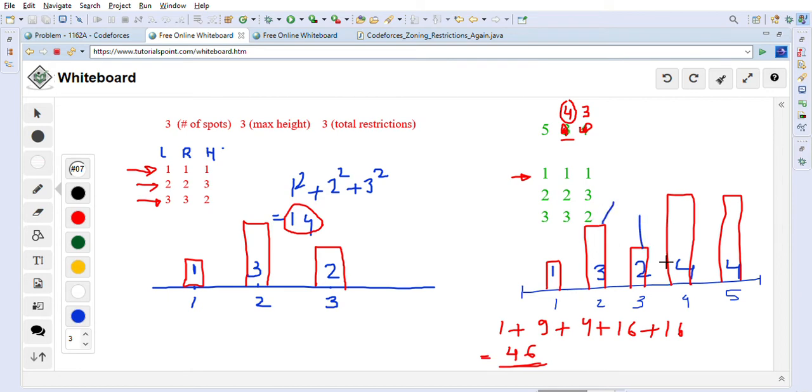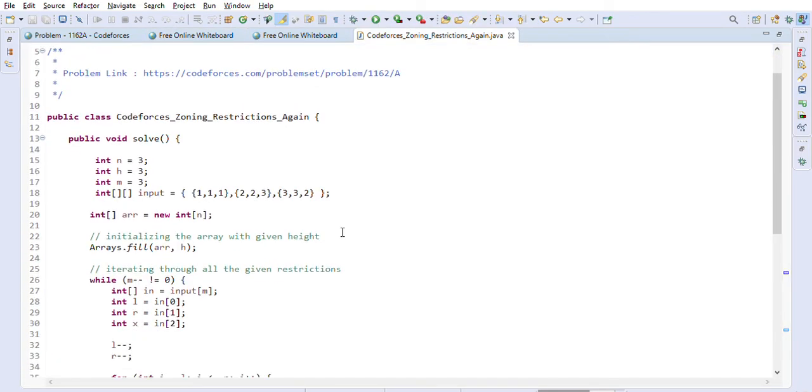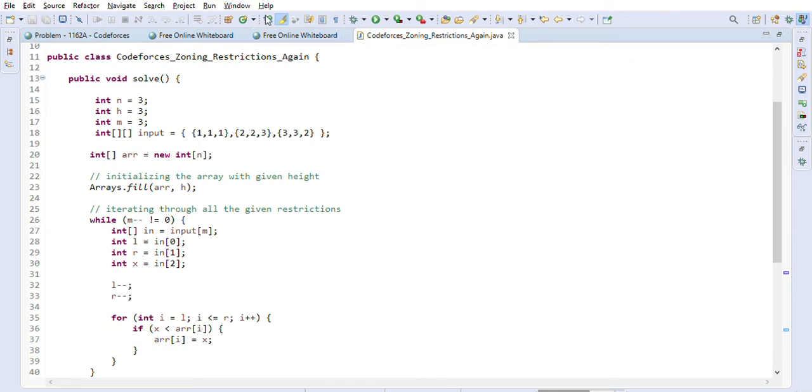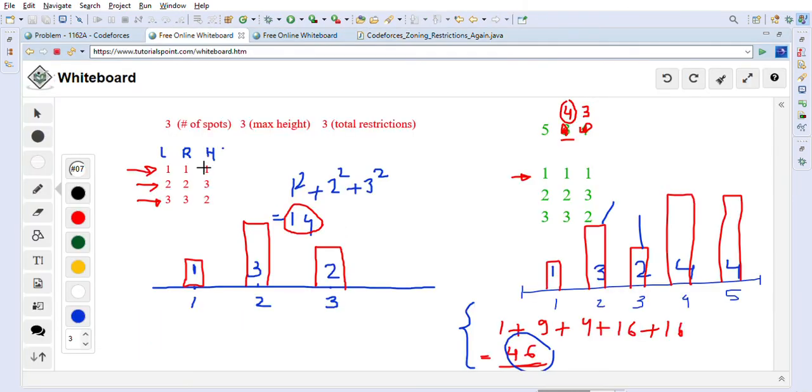So that's what we are doing here, right? And then we will calculate the total profit like this. We will take the square of our array elements after we are done with all the zoning restrictions, and we will calculate the total profit we can earn, right? So the coding is not that difficult once you understand this. So let's just go through this example. We are taking the first example that they have given us.